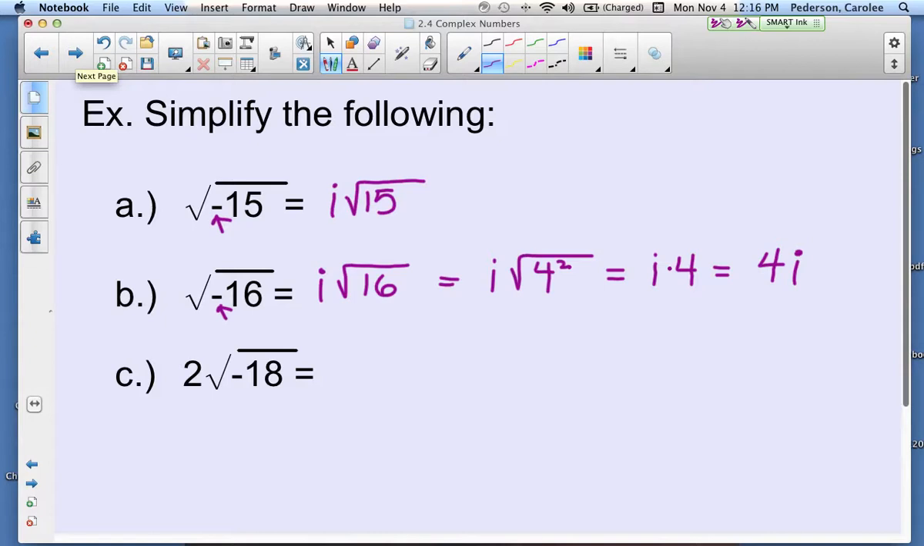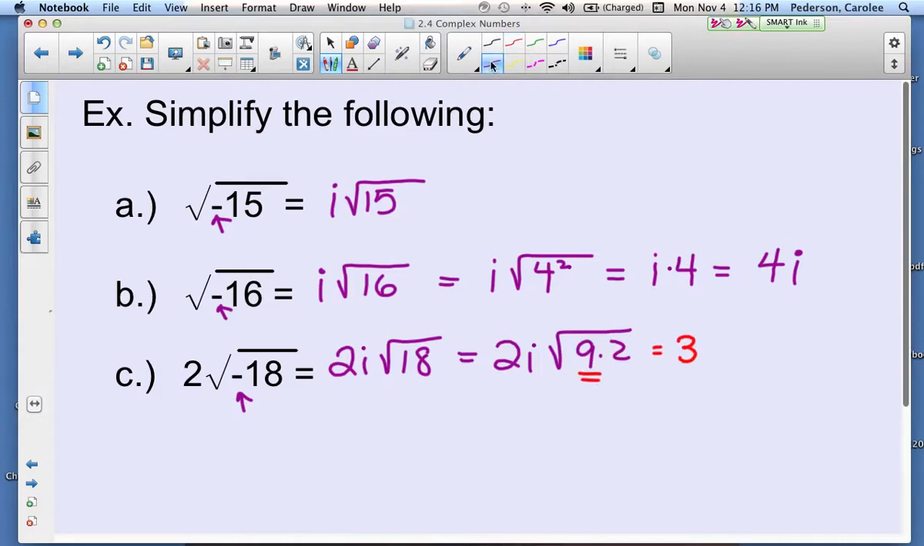Next example, 2 square root of -18. Here's our imaginary part. So that's 2i, then the square root of 18. Break down 18 as 9 and 2. And if you remember, the square root of 9 is 3. So that's going to go out in front.